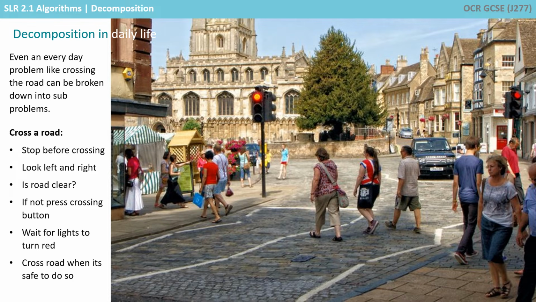When the lights have gone red, you're then going to look left and right just to be sure there isn't a car jumping the lights, and then you're going to begin to cross the road. So even the everyday activity of crossing the road can be broken down into smaller sub-problems.